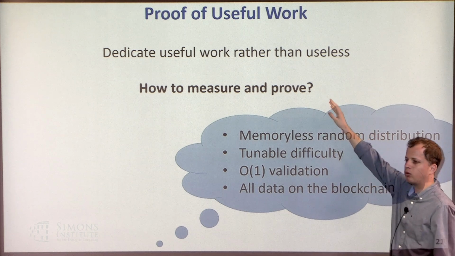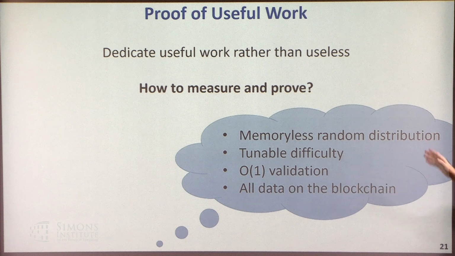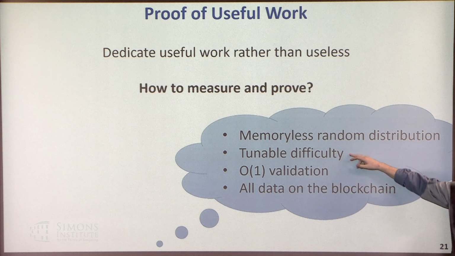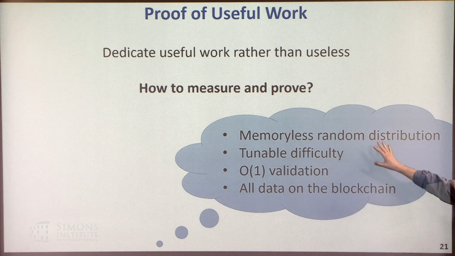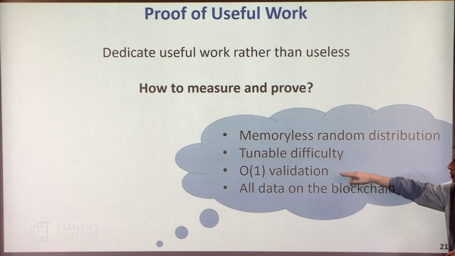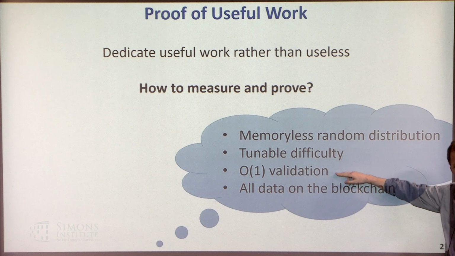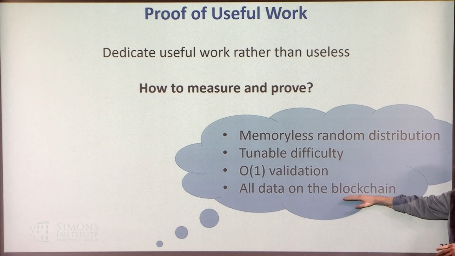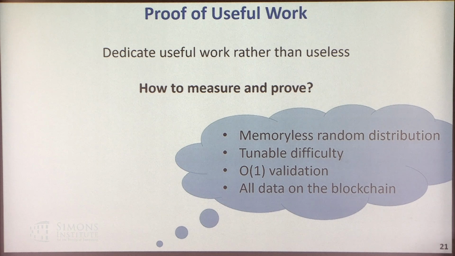And the challenging question is how to measure and prove this and enforce the association of the work. What we want is the following. We need a memoryless random distribution. That's the interval or the time it takes you to find a solution. We need the difficulty to be tunable. These are really just the Bitcoin, Ethereum properties, right? Standard properties. We need O(1) validation, right? Validating the blockchain should be quick. And all the data has to be on the blockchain. That is, you're running your workload for machine learning, you can't expect a validator to access this private data in order to validate the blockchain. It has to be small and inside the blockchain.